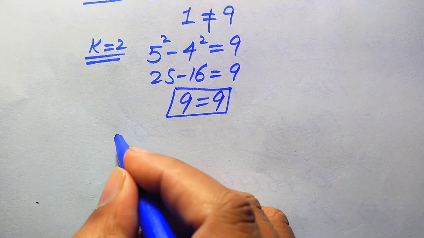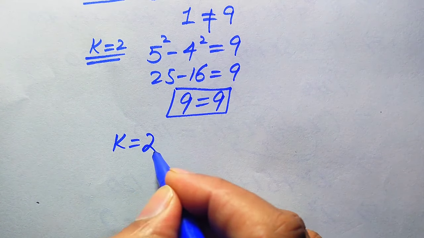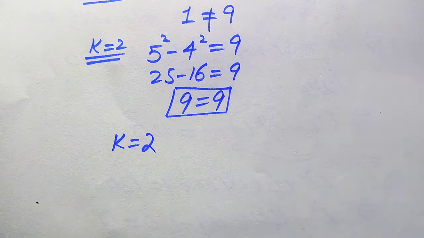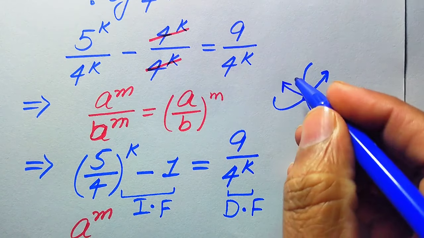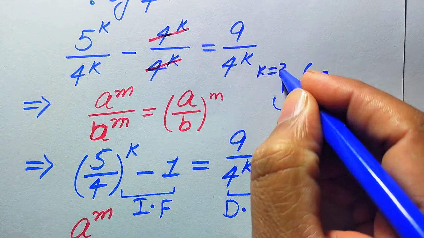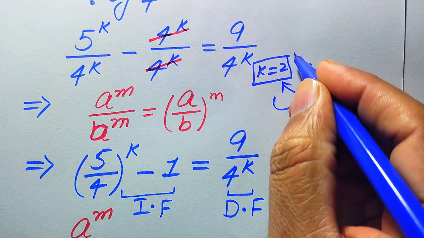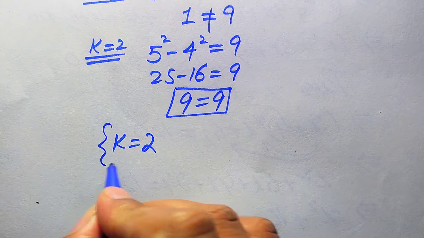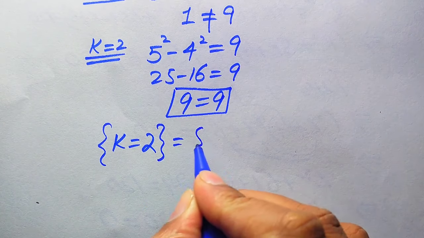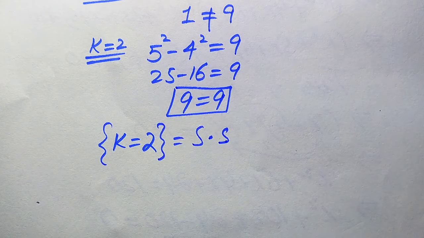So k equals 2 is the point of intersection of the increasing and decreasing functions. It means k equals 2 is the only solution of the given equation. This is the solution set of the given question, and this is the final answer.